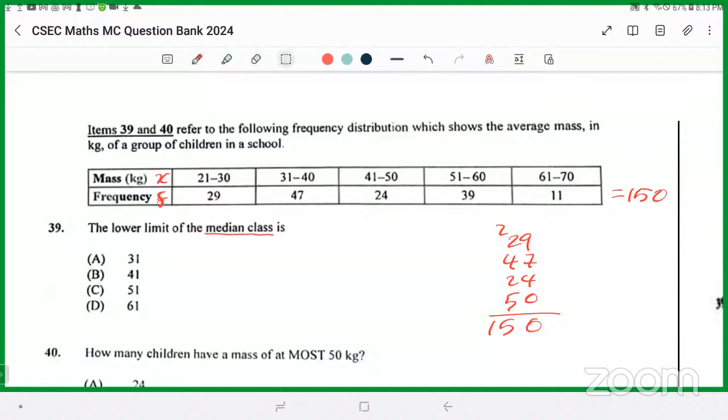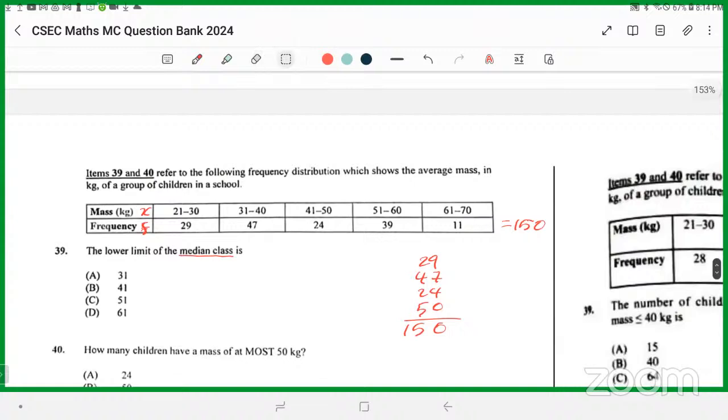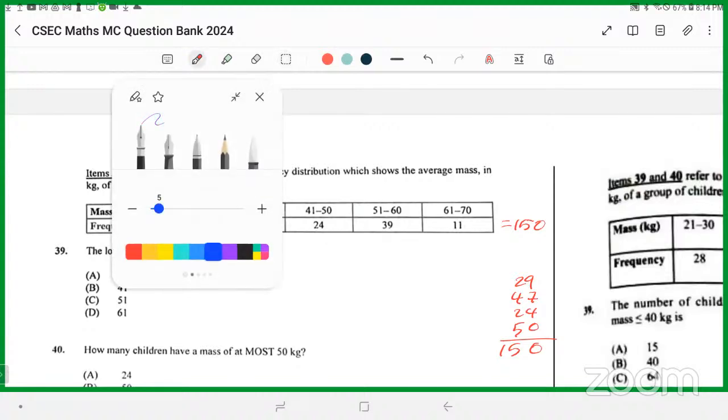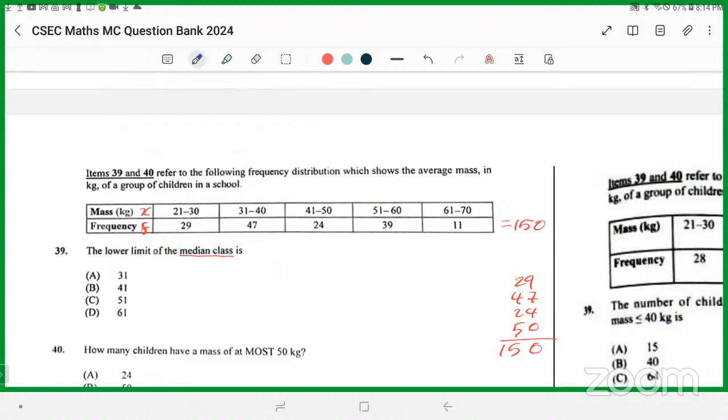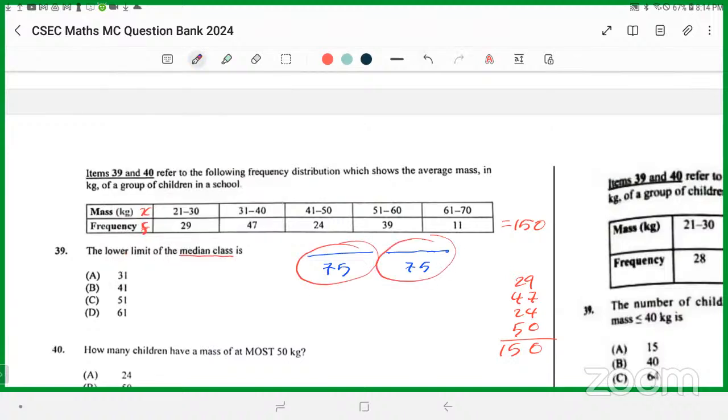Let me copy this. Let me move this up here. So we have to add them up. All right, let's put it under here. So we have to add up these to get the 150. So the median is the 75th and the 76th. So you have to take the 150 again and divide it 75 and 75. Think of it that way. Because it's an even number, you have to calculate the median. So it is the last of the first half and the first of the second half.